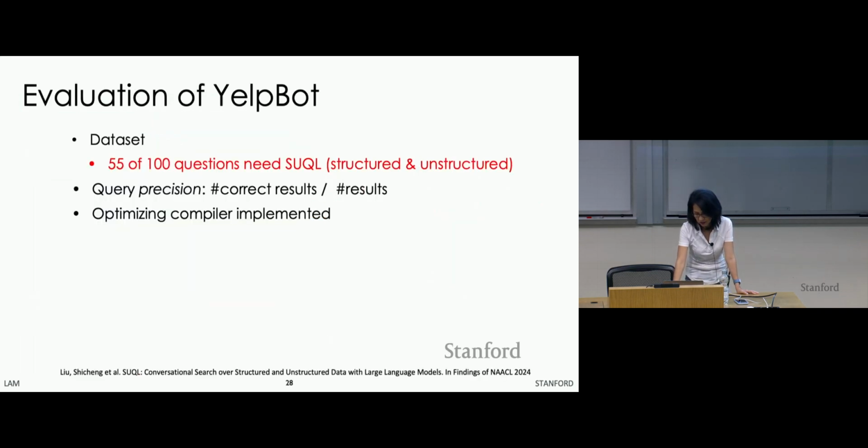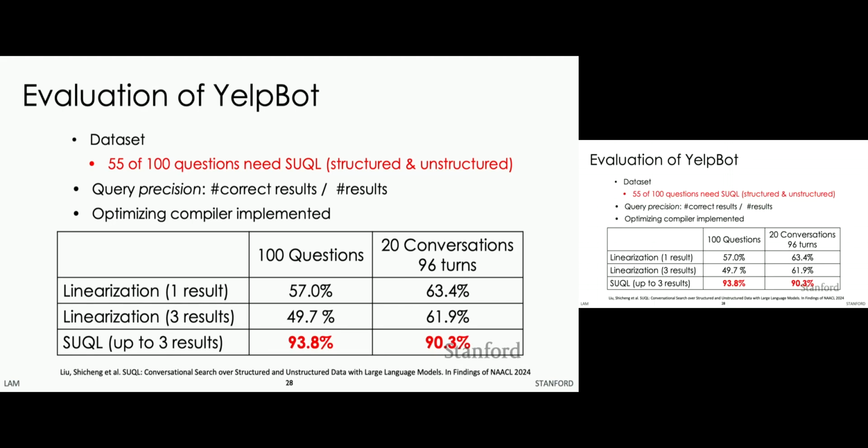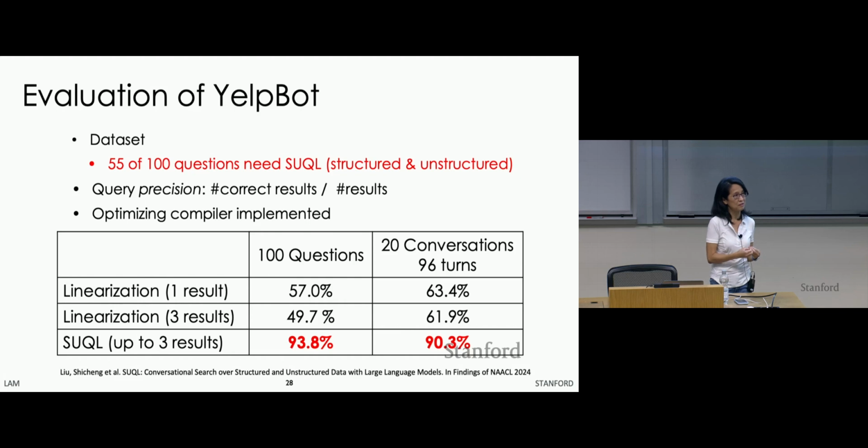So in the evaluation, first of all, we found that when we did a study, we just asked people to ask questions, and 55 out of 100 actually needed structured and unstructured data. So this is very, very common, and this is all just about restaurants. Linearization is the old technique where they take all the databases and turn them into English, and then you just do the free text search. And we show that we're a lot better because we can take advantage of what is in the databases.